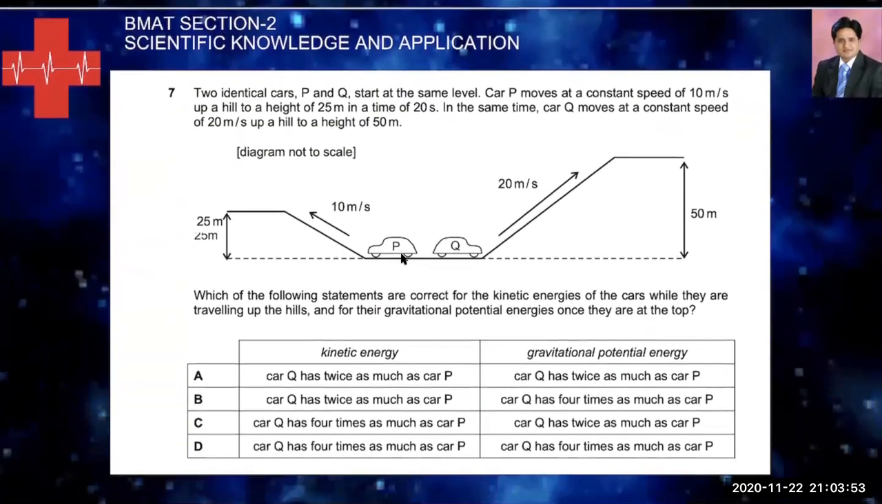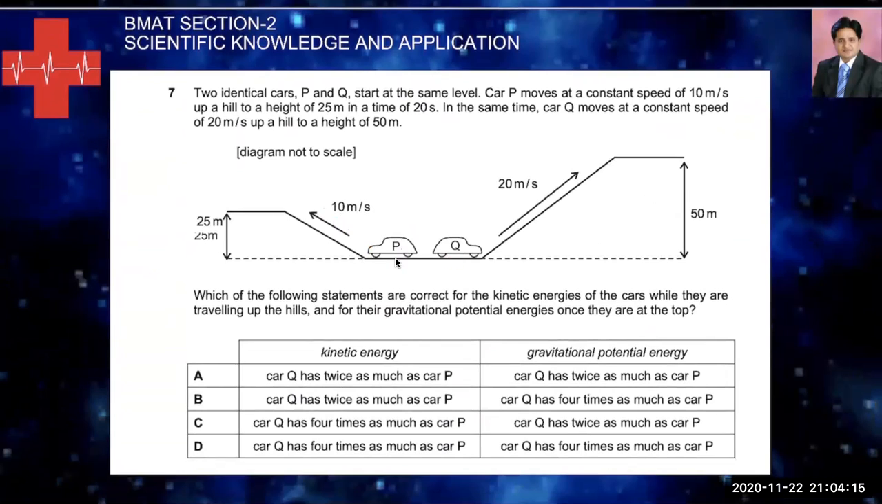Let us take another physics question. Now, this question says you have two identical cars. You see, you have car P and you have car Q. So there are two identical cars, and they start at the same level. Car P moves at a constant speed of 10 meters per second.